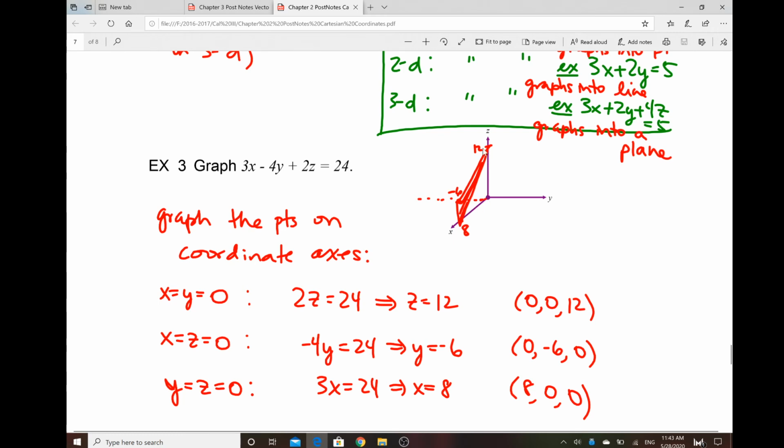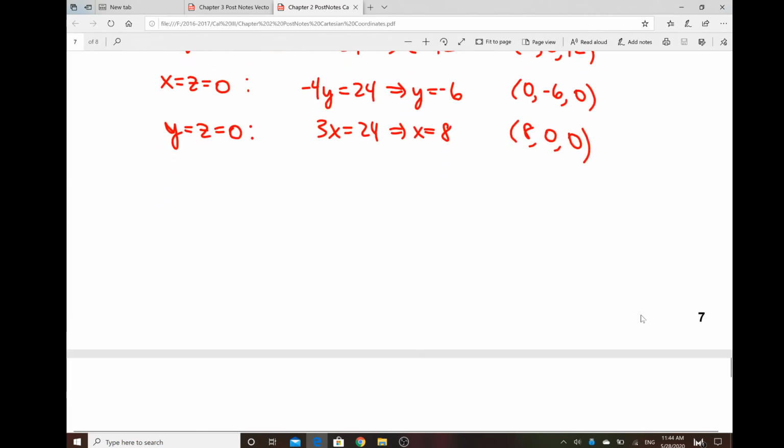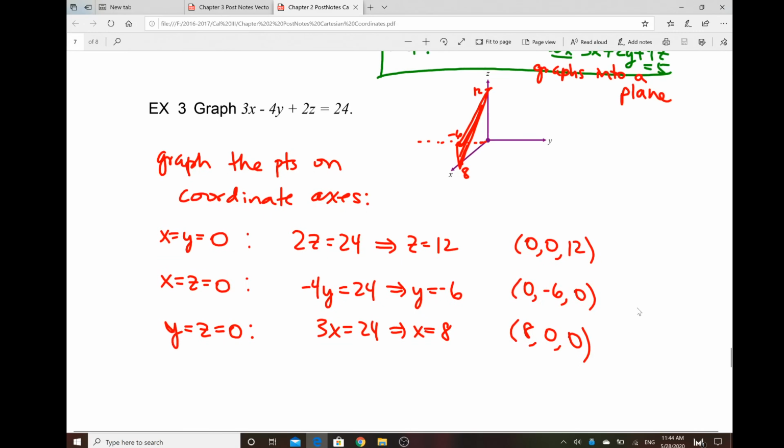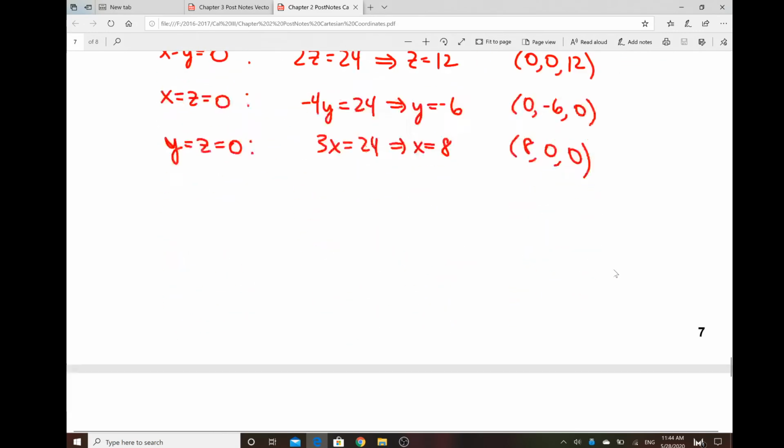As you can see, once you connect the dots here, it's a triangle in three-dimensional space. You see the red shaded region here, it's a triangle in the three-dimensional space. We can say that's a scalene triangle because all three sides are different.